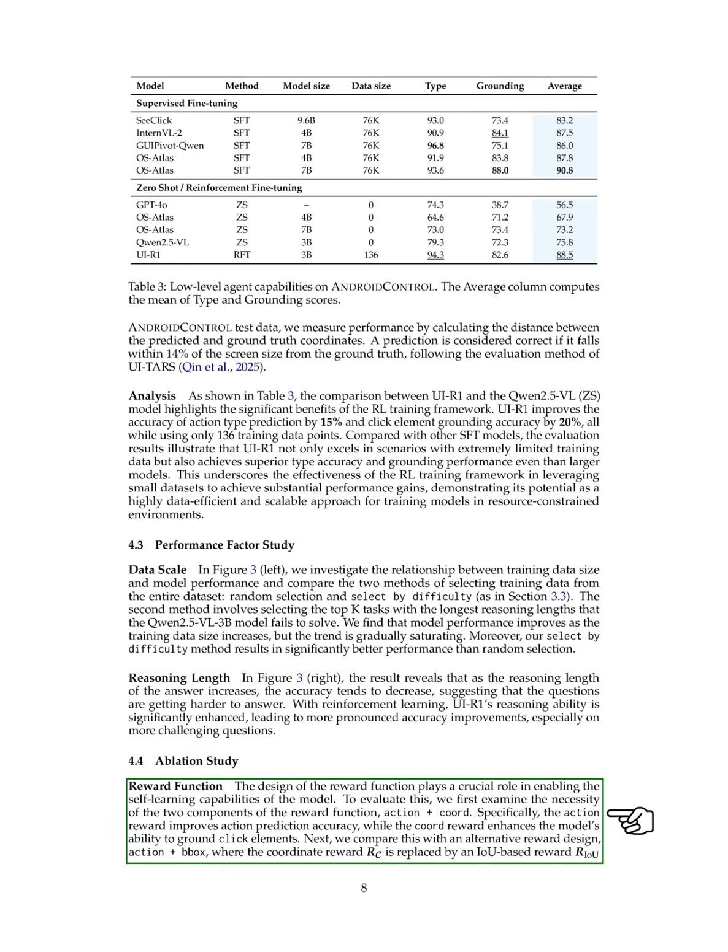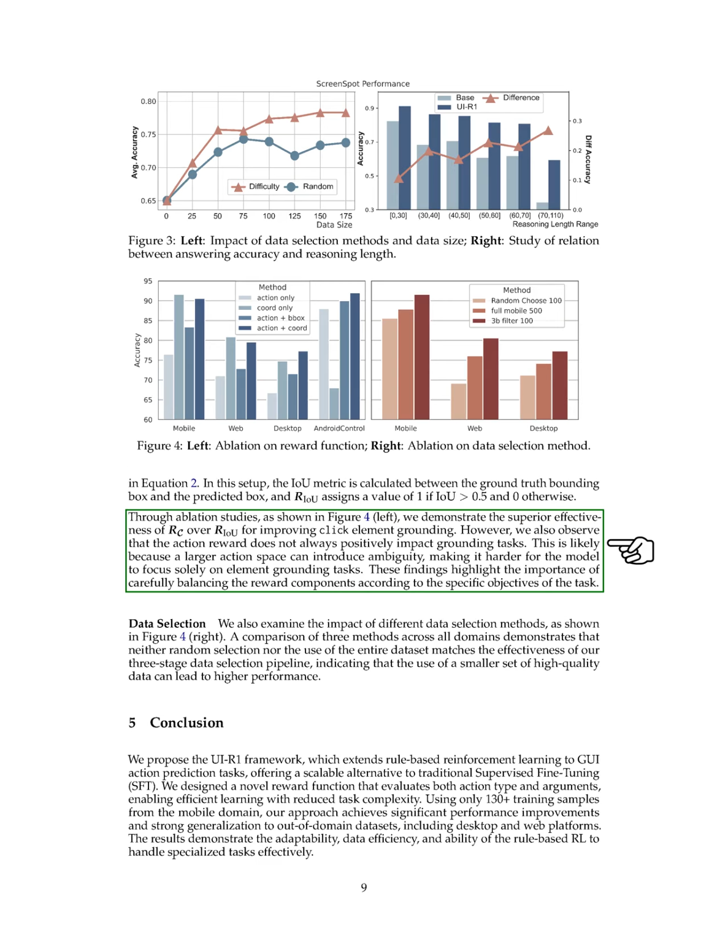The design of the reward function is crucial for the model's self-learning. We assess the importance of two components in our reward function, action and coordinate rewards. The action reward boosts action prediction accuracy, while the coordinate reward enhances click element grounding. We compare this to an alternative reward design that uses an IOU-based reward instead of the coordinate reward. Our ablation studies reveal that the coordinate reward is more effective for improving grounding.